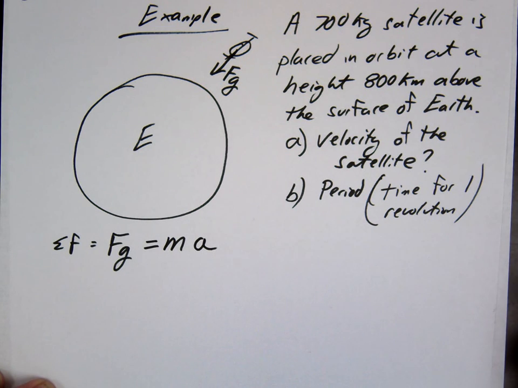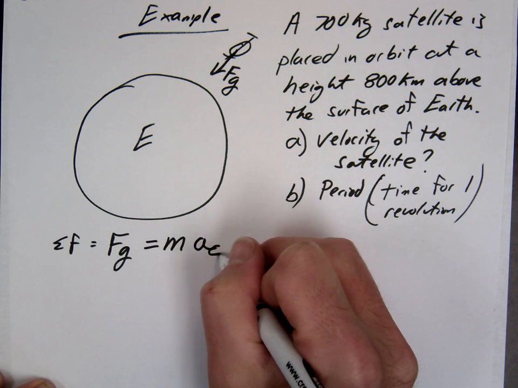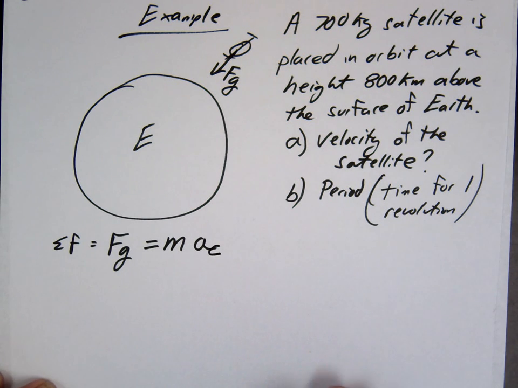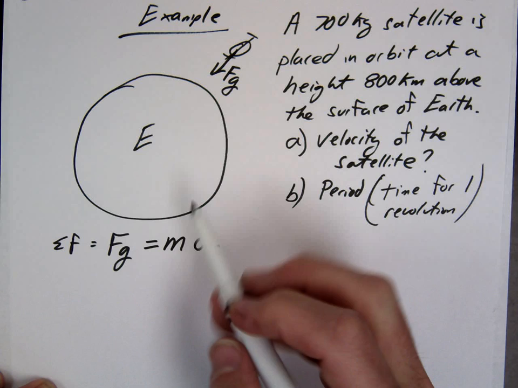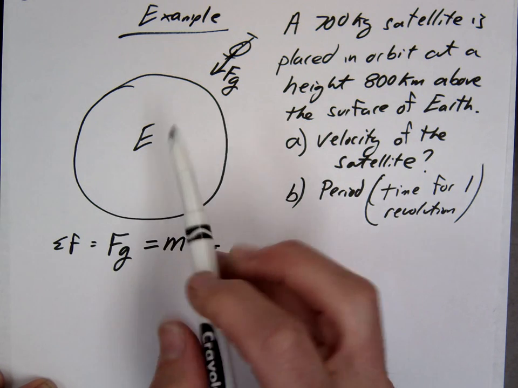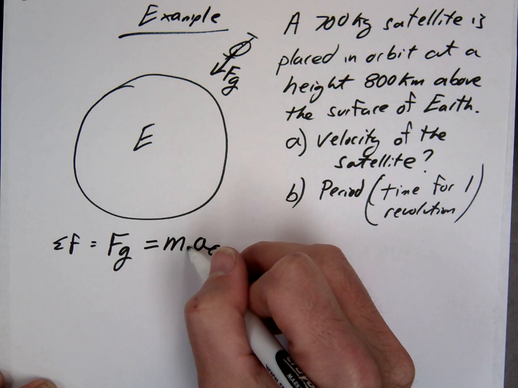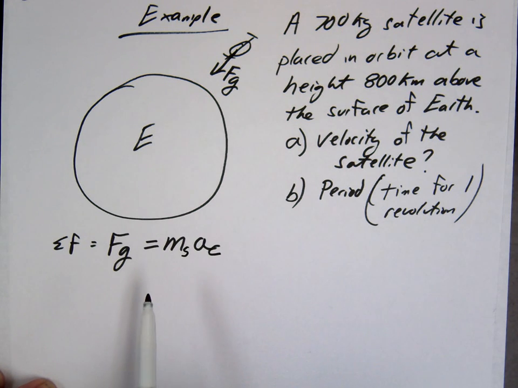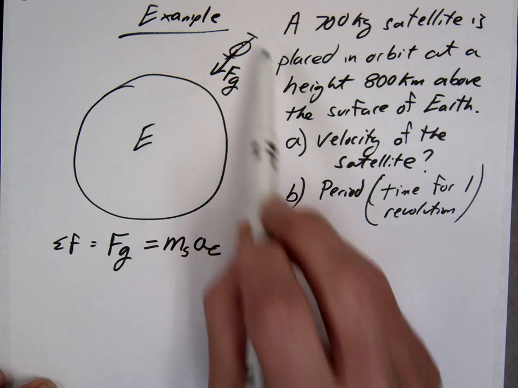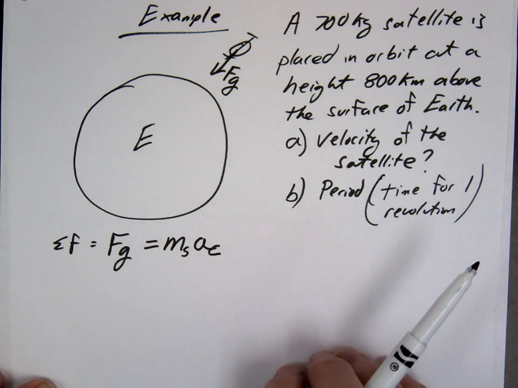What is A? What kind of A is this? Centripetal A. That's what keeps us in the circle, right? What m is this? Is this the mass of the Earth or the mass of the satellite? Satellite. So just remember, when you have an ma, whatever mass is paired up with the acceleration, whatever's going in the circle, that's the mass that you're going to use. So obviously the satellite's the thing going in the circle.